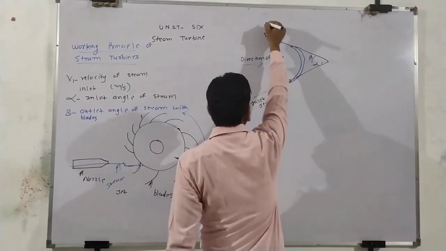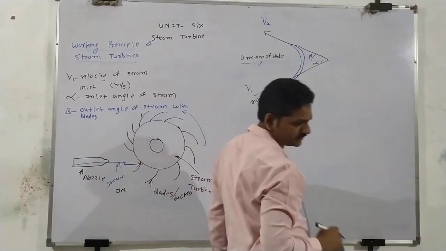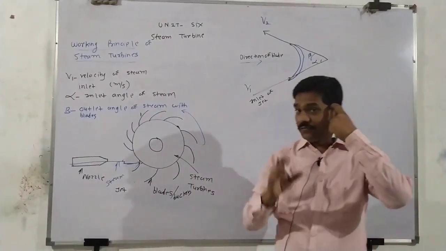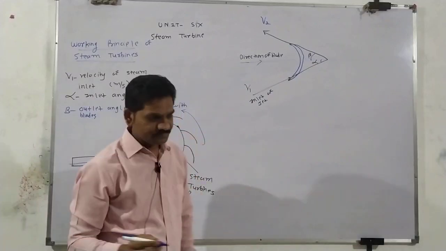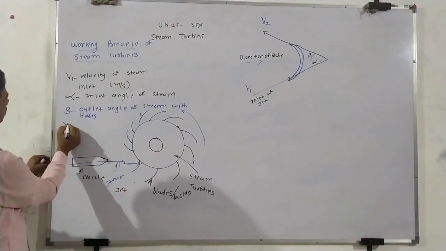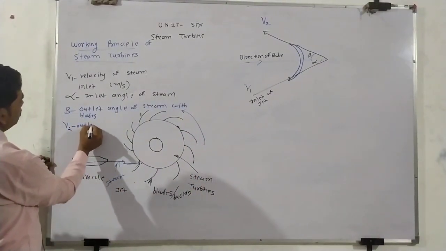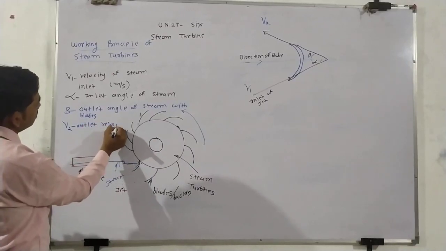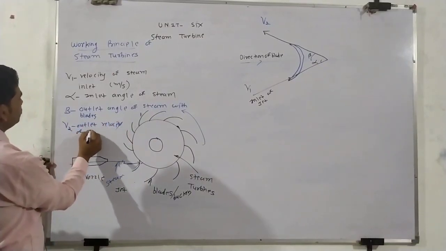So we call the other velocity V2. This is the outlet velocity of the steam, V2. I write one here: V2 is the outlet velocity of steam.